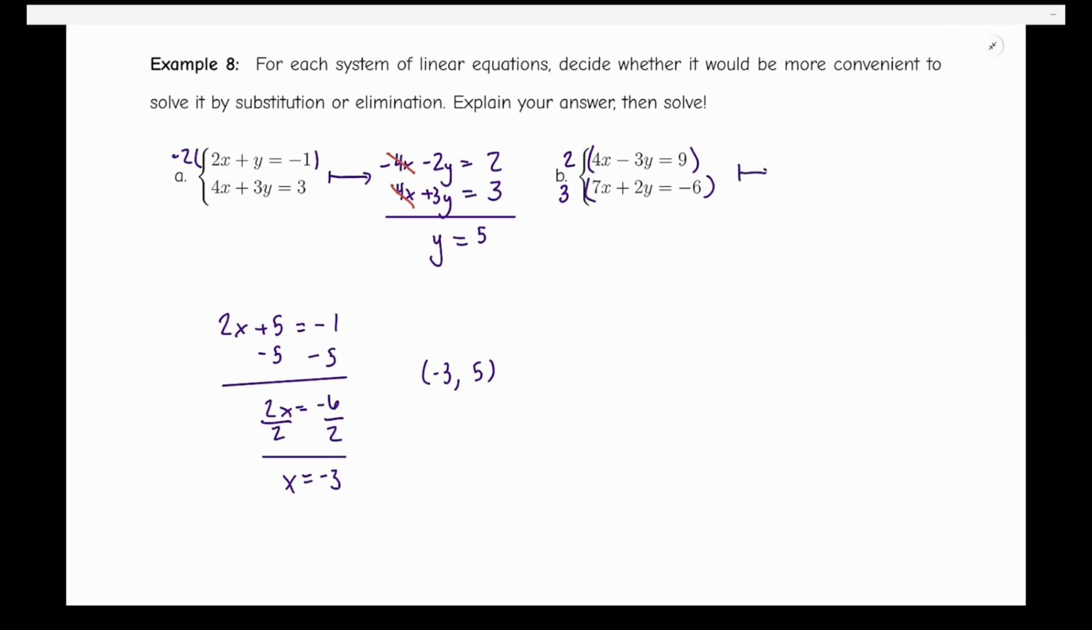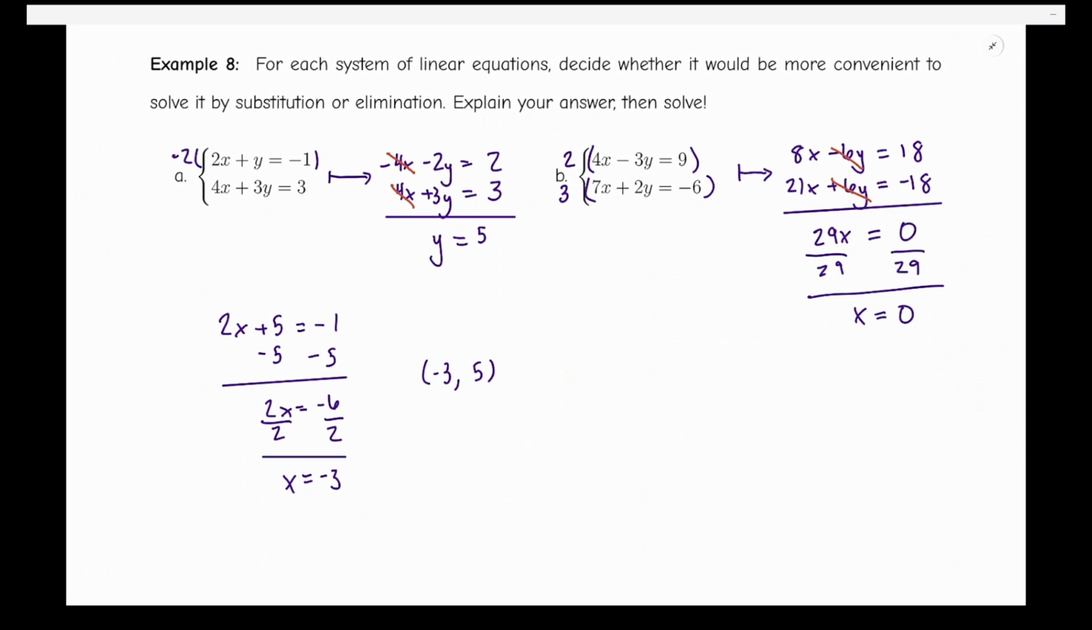So then that becomes 8x minus 6y equals 18. 21x plus 6y equals negative 18. 8x plus 21x is 29x. The y's cancel out. And then 18 plus negative 18 is 0. Divide by 29, divide by 29. We get x is equal to 0. So I got my x coordinate.